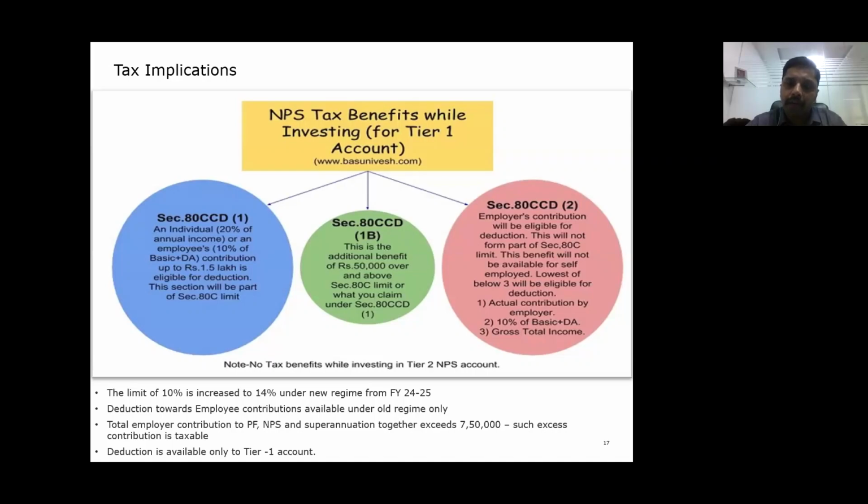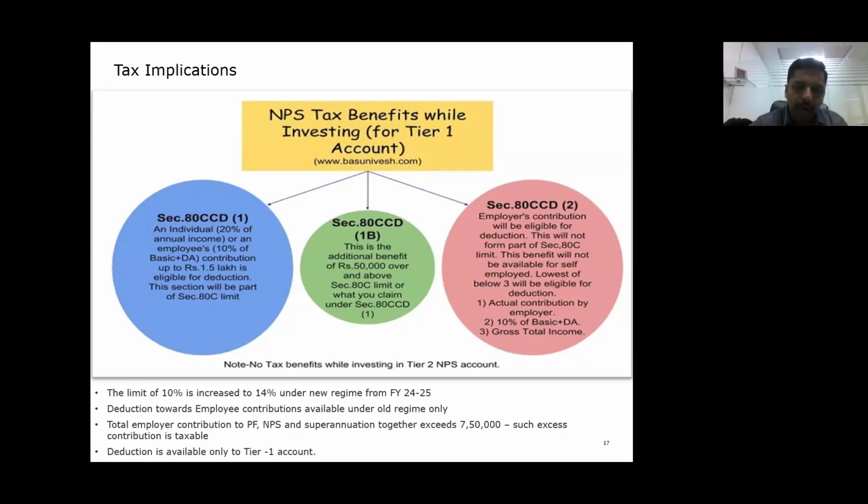Then comes 80CCD(2). 80CCD(2) covers employer's contribution. So employer's contribution is available as a deduction up to a maximum of 10% of the basic and DA. And this 10% has been increased to 14% for the financial year 24-25 only under the new regime, not for the old regime. So, the deduction towards employee contributions, which we discussed under 80C and 80CCD(1B), both are available only under the old regime. Under the new regime, they are not available.